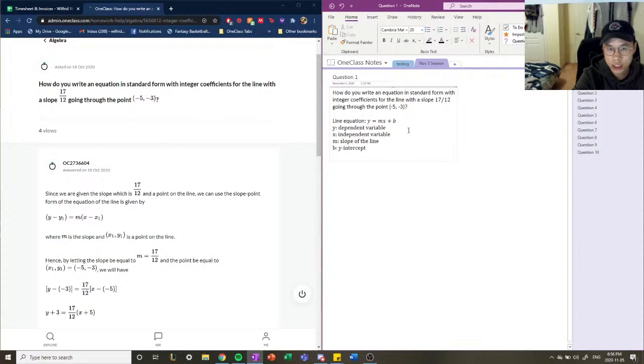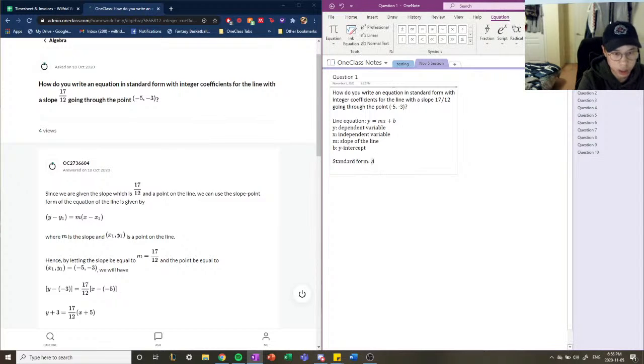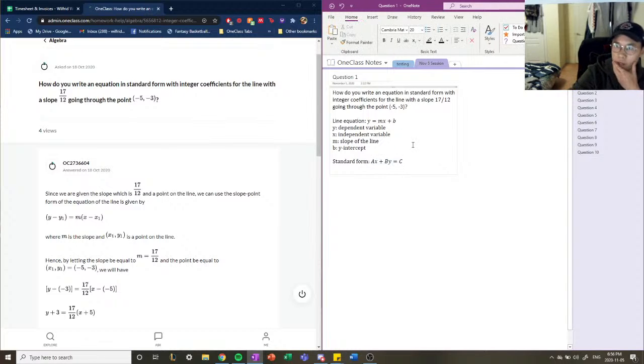So what is the standard form of a line equation? I'm going to write it out in a different notation, the way the textbooks write it. You move all the variables to one side, and you keep the y-intercept, or the b value, on the other side. This is the standard form of a line equation. It's just another way of writing the line equation.